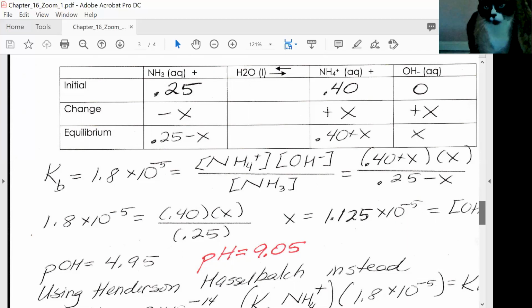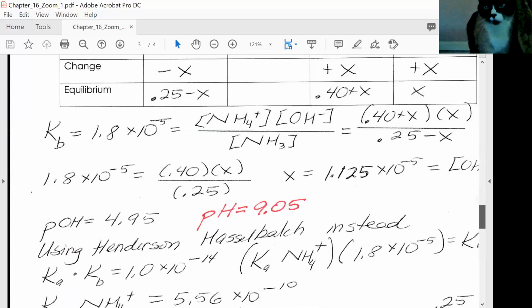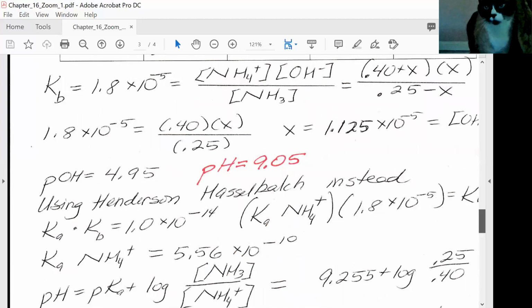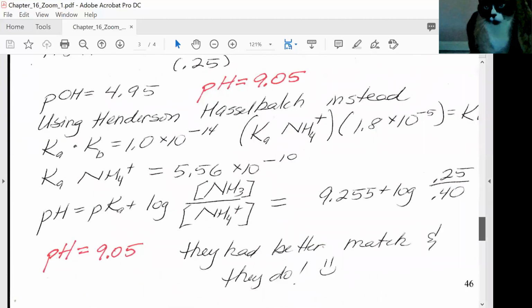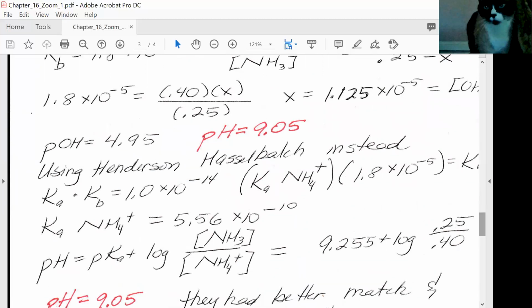So now let's use the Henderson-Hasselbalch equation instead. Okay, it looks like I'm just writing crazy all over here, but don't panic. Oh, go back. So our pOH was 4.95. Put that into our equation, pOH plus pH equals Kw. So you guys know how to do that. You got the pOH, you get the pH, 9.05.